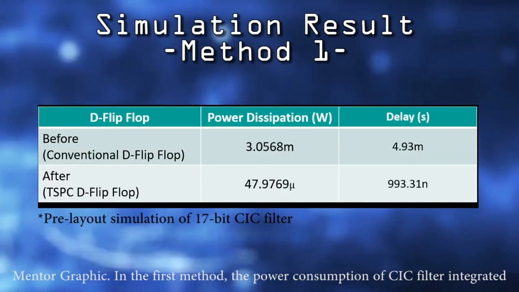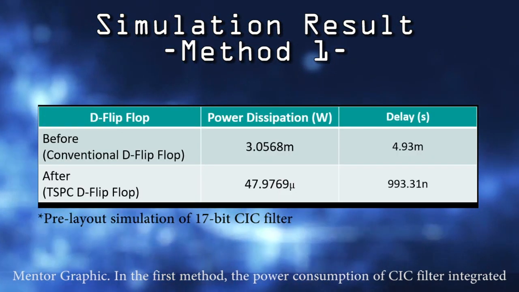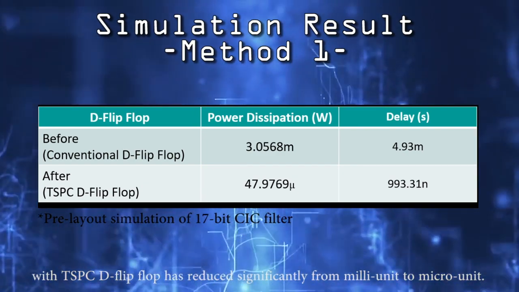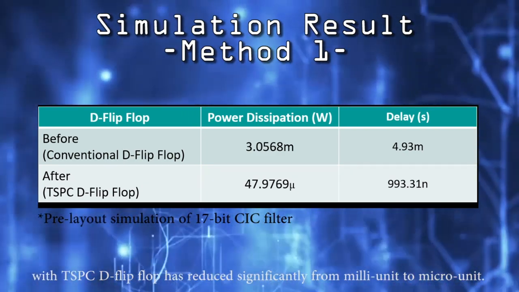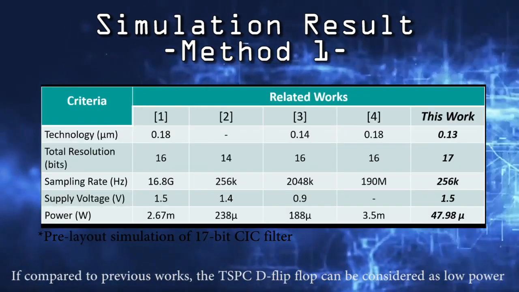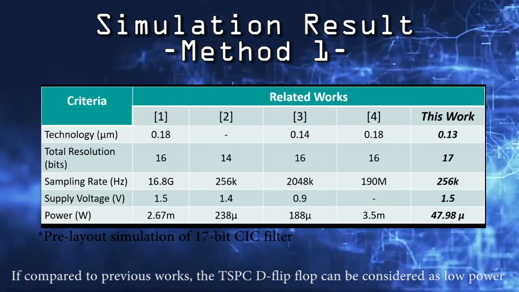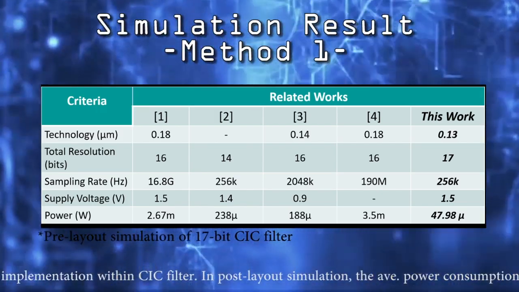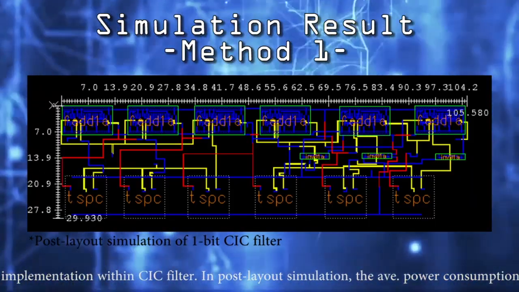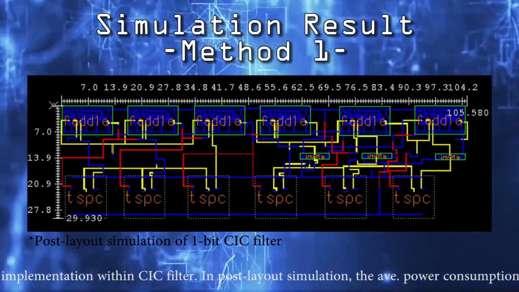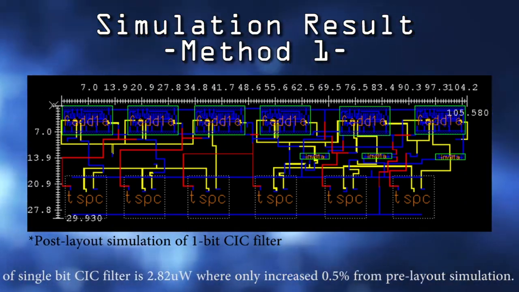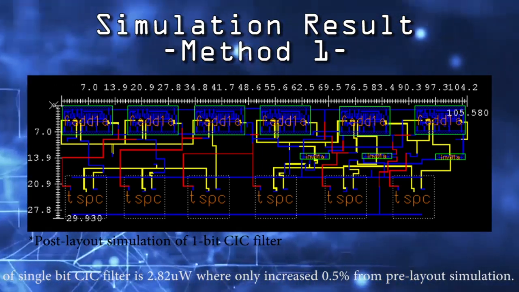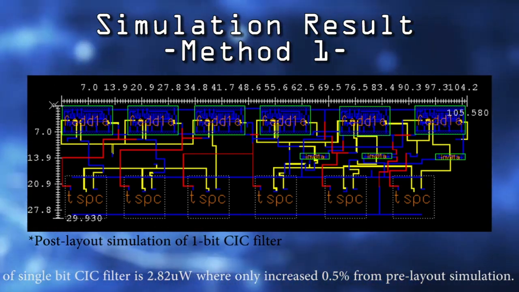In the first method, the power dissipation of the CIC filter integrated with the TSPC-D flip-flop was reduced significantly from milliwatt to microwatt. Compared to previous works, the TSPC-D flip-flop can be considered a low-power implementation within the CIC filter. In post-layout simulation, the average power consumption of the single-bit CIC filter is 2.82 microwatt, only a 0.5% increase from pre-layout simulation.